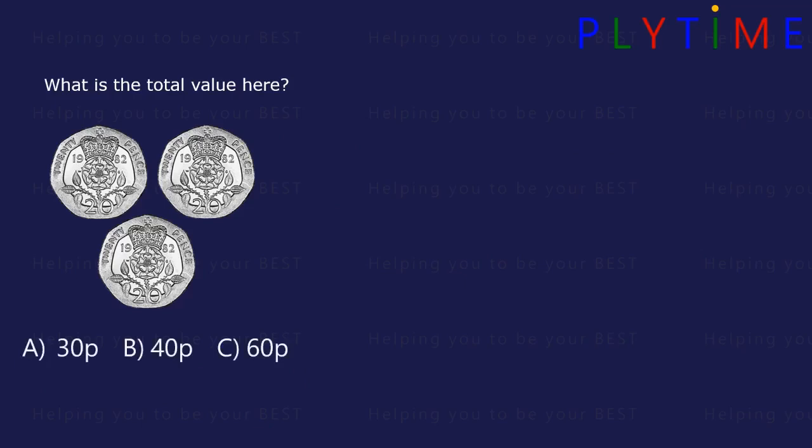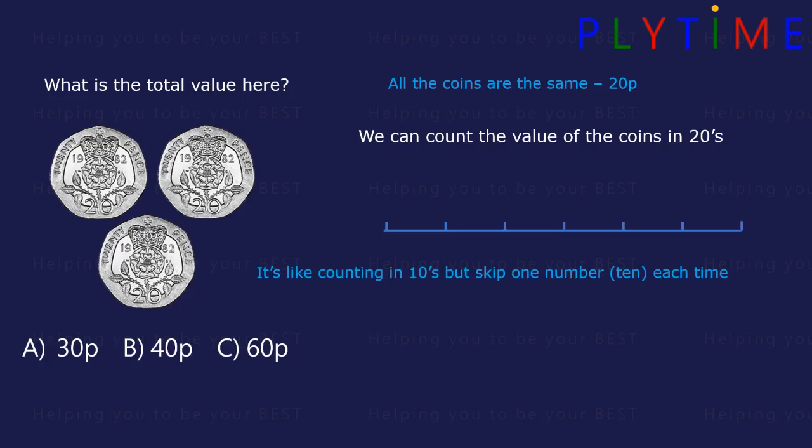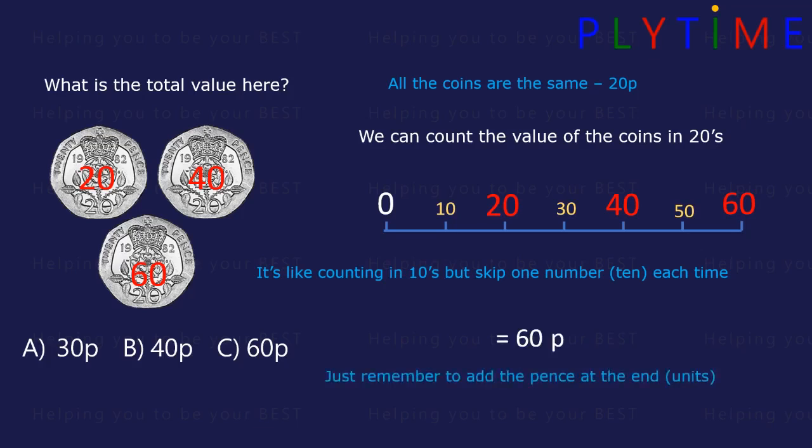What's the total value here? All the coins are the same, they're 20 pence. We can count the value of the coins in 20s. It's like counting in tens, but we skip one number or one 10 each time. So 0, 10, 20, 30, 40, 50, 60. The total is 60 pence. Don't forget the units. So the answer is C, 60p or 60 pence.